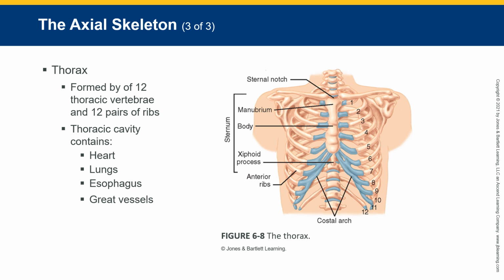The thorax is in the axial skeleton. It is 12 thoracic vertebrae and 12 pairs of ribs. Remember that for each thoracic vertebra you have 2 ribs that come off of it, so you have 24 ribs total, 12 on each side. The thoracic cavity contains and protects the heart, the lungs, the esophagus, and the great vessels, things like the aorta and the superior and inferior vena cava.